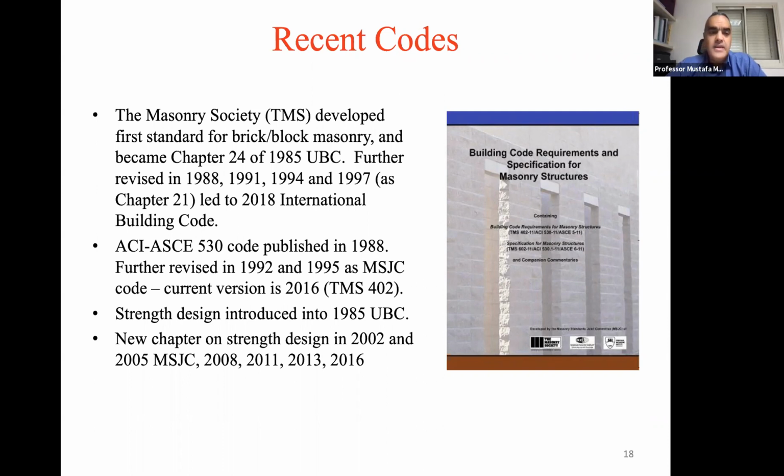That was Chapter 24, that covered masonry, and then that also was used in other versions that came after that in the UBC, and now we have it in the 2018 International Building Code. It's a little bit more expanded than it was before. And so this is the code that you see in the photo here. Now the most recent one is the 2016, which is a nice document that covers many aspects of structural design and specifications for concrete and clay masonry.